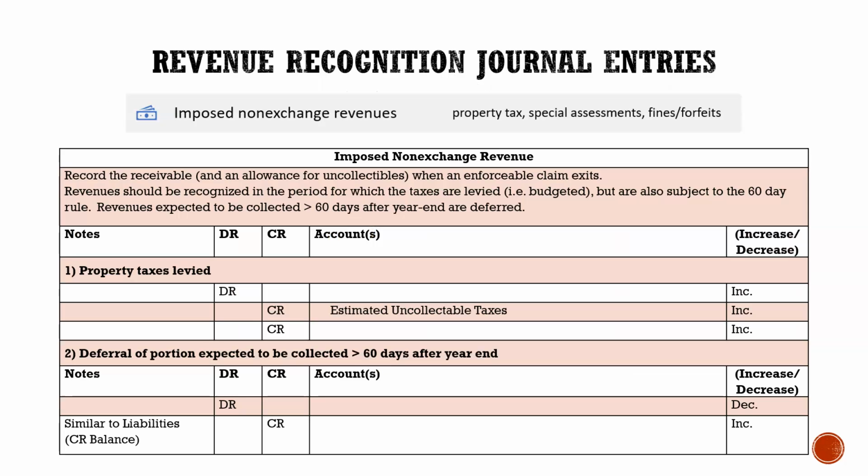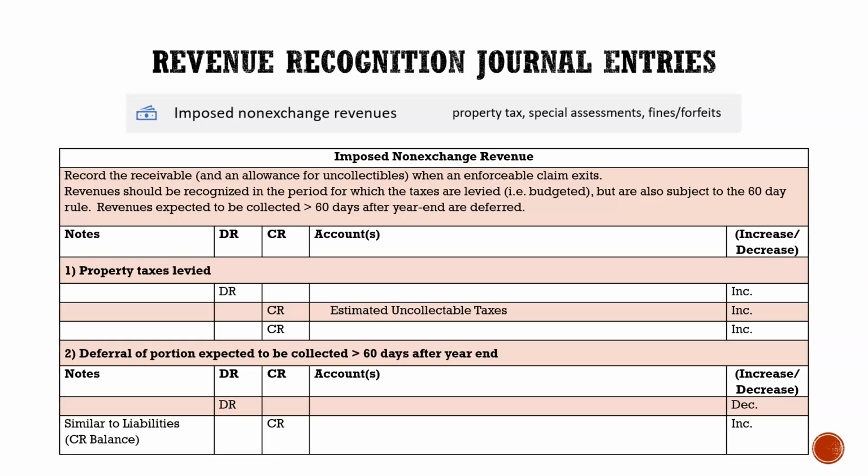So the first one are these imposed non-exchange revenues, right? So again, this was the property taxes, any kind of special assessment that you have, fines from speeding down Battlefield, all those kinds of things. So you record the receivable or an allowance for uncollectibles. I mean, this is very much like AR and bad debt for a for-profit entity, when you can enforce the claim, right?